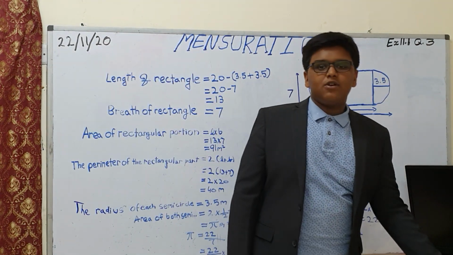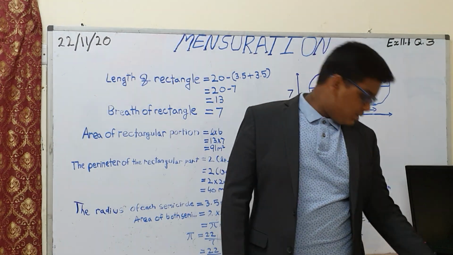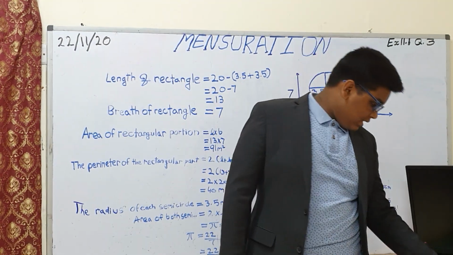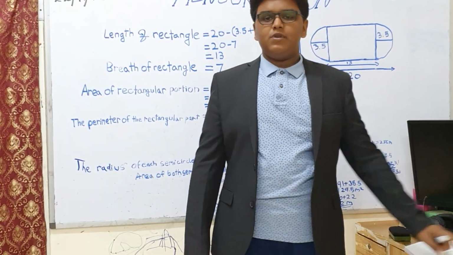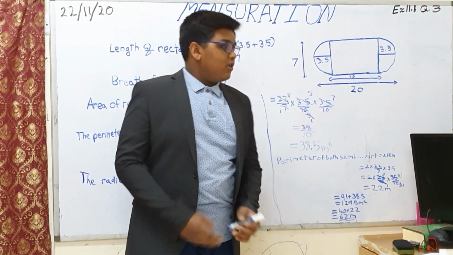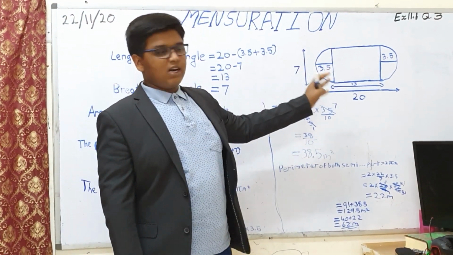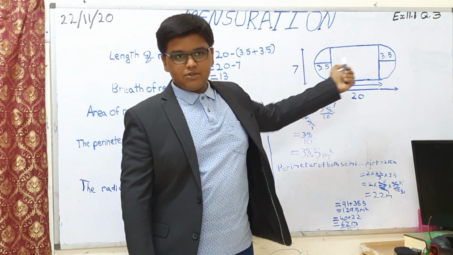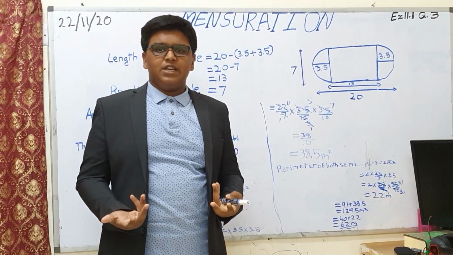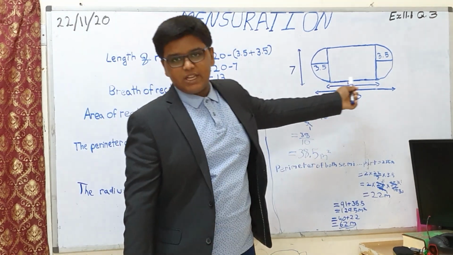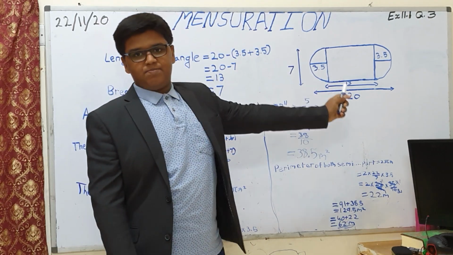Then the information of the rectangle given here is: length of the rectangle is 20 minus (3.5 plus 3.5) meters. Now 3.5 and 3.5 are the radii of the two semicircles. Now, from where did we get this 20? The 20 is actually the whole length of the rectangle, I mean the whole shape.